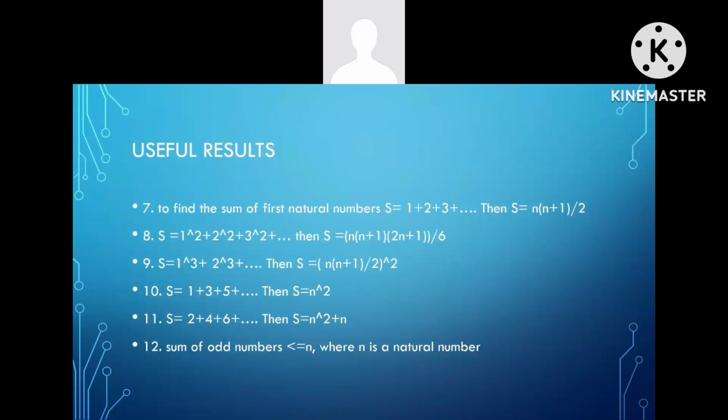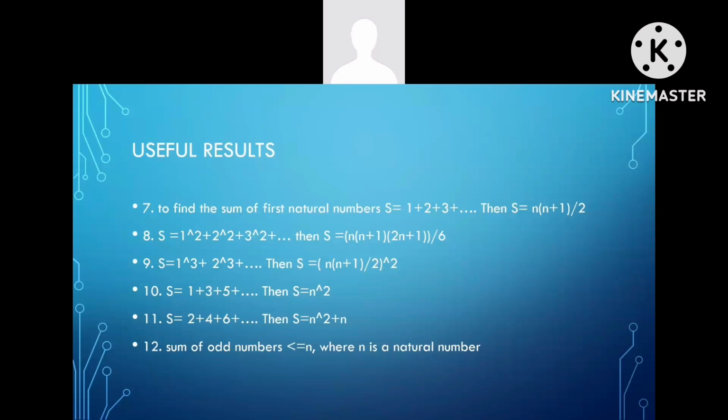Seventh one. To find the sum of the first n natural numbers, let the sum be denoted by S equals 1 plus 2 plus 3 and so on up to n, given by n into n plus 1 by 2. To find the sum of the squares of the first n natural numbers, S equals 1 square plus 2 square plus 3 square and so on up to n square, then S is given by n into n plus 1 into 2n plus 1 by 6.